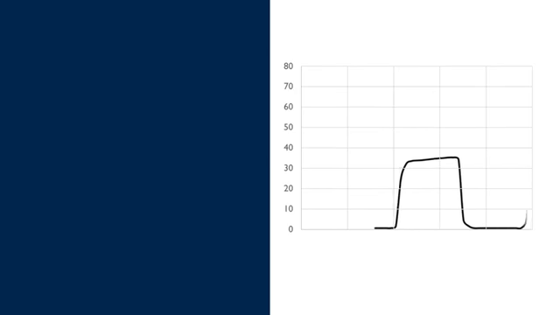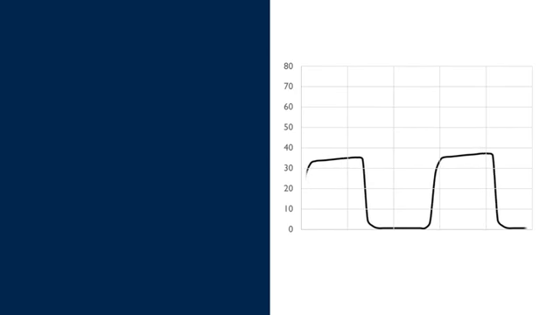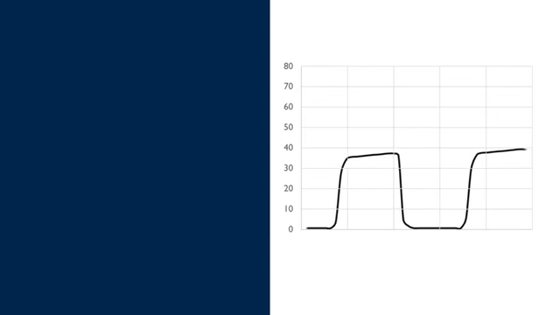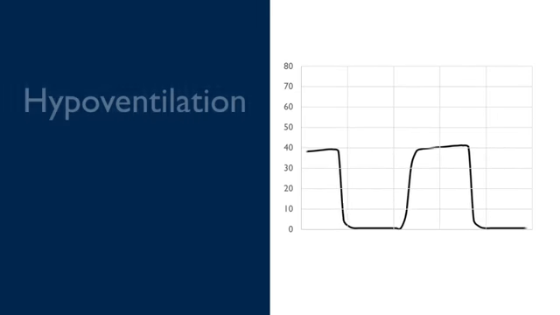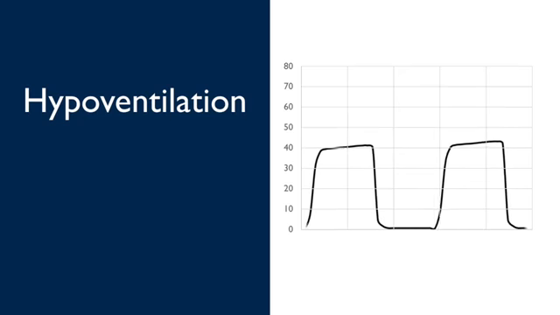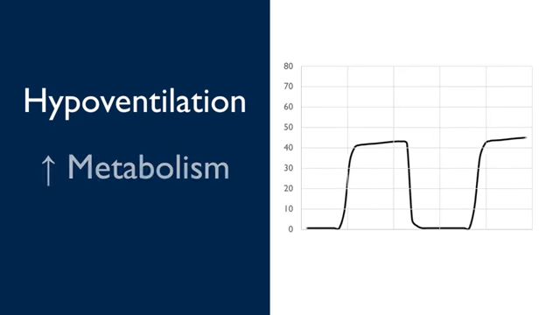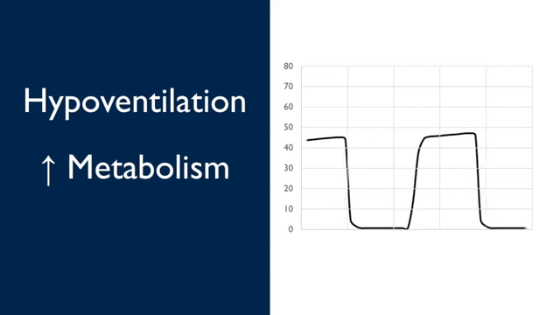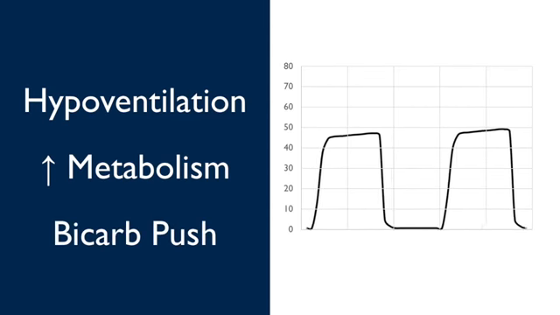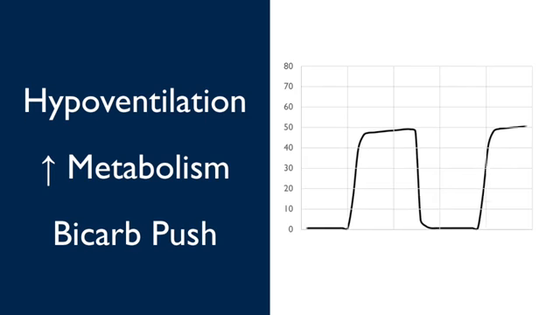Our next example is basically the complete opposite. You'll notice a gradually increasing end tidal CO2. So this can be caused by anything that increases the arterial CO2, such as hypoventilation, or an increase in metabolism, such as hyperthermia. You'll also notice that the end tidal will go up anytime that you give your patient exogenous bicarbonate, such as a bicarb push.